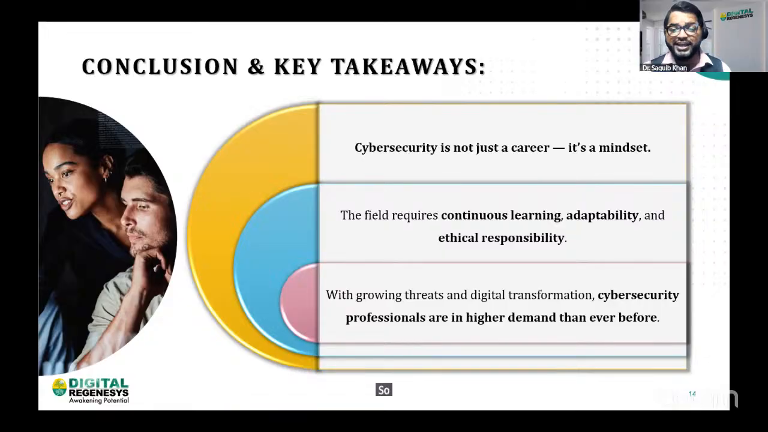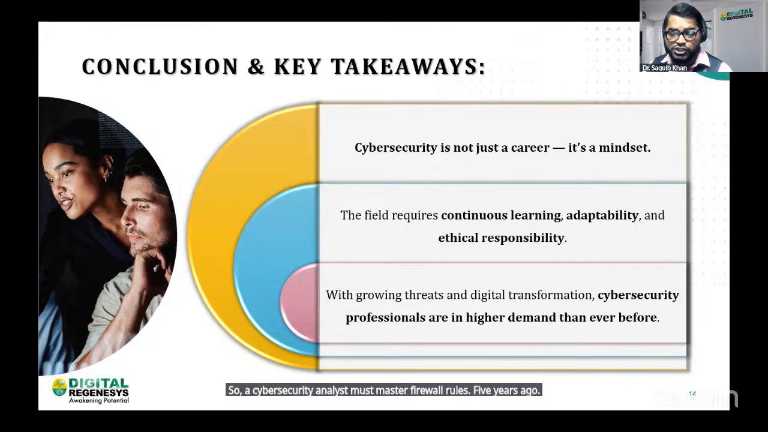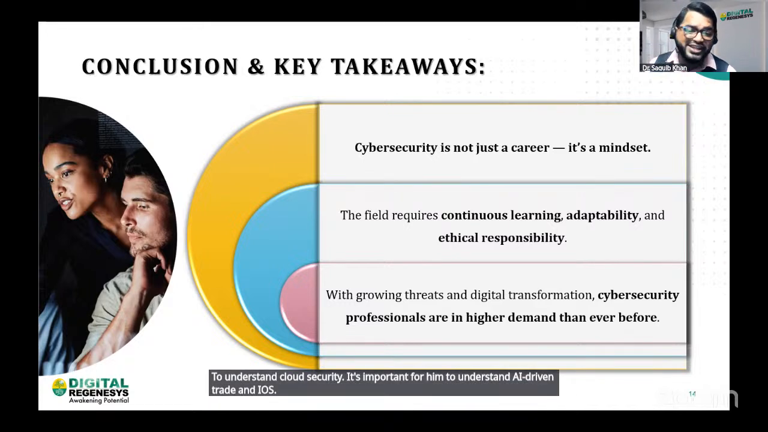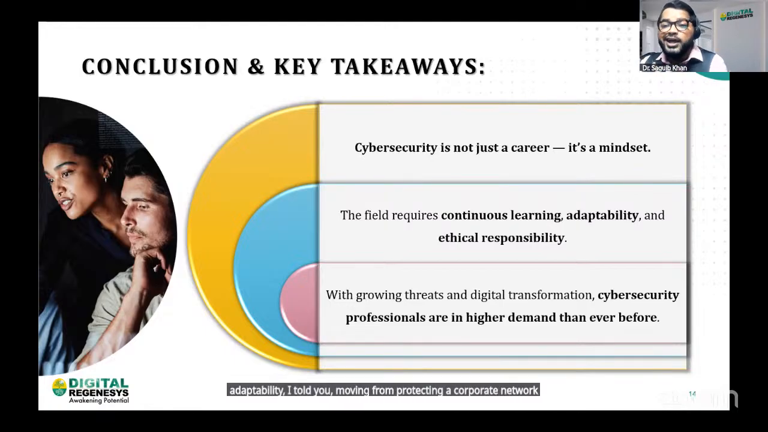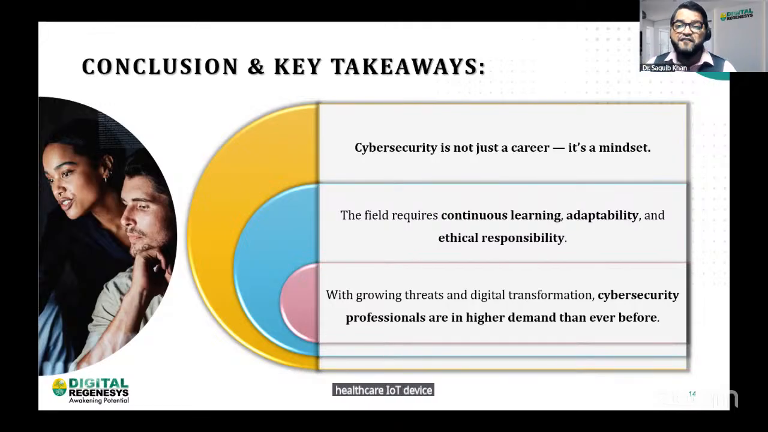So a cybersecurity analyst must master firewall rules. Say somebody mastered firewall rules 5 years ago, and now it's a different stage. We are in the AI stage now. So now it's important for him to understand cloud security, AI-driven threats, and IoT device risks as well. That is learning. Adaptability, I told you, moving from protecting a corporate network to securing a healthcare IoT device requires flexibility. It requires new skills, right?